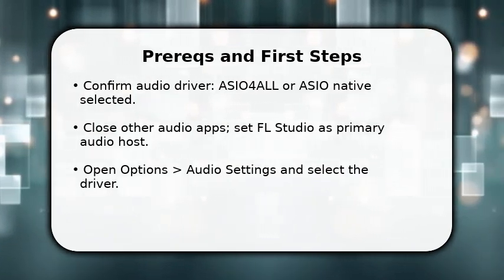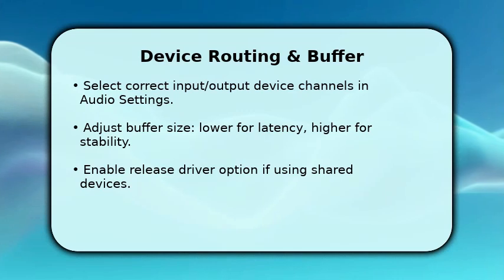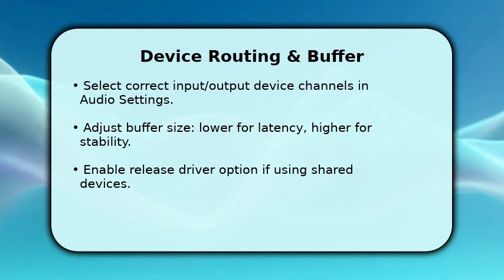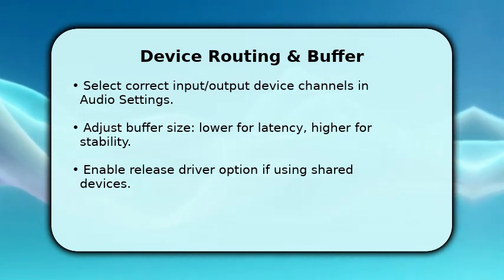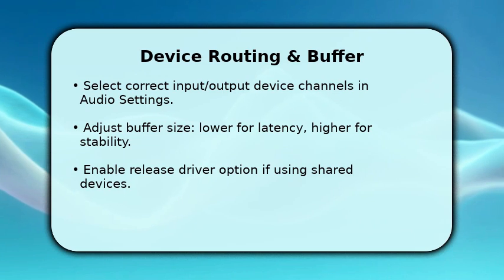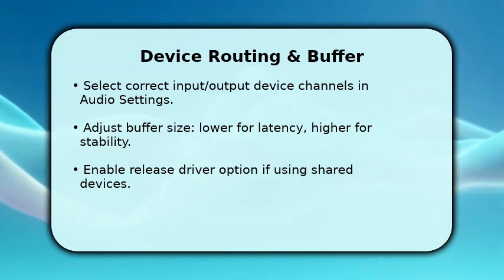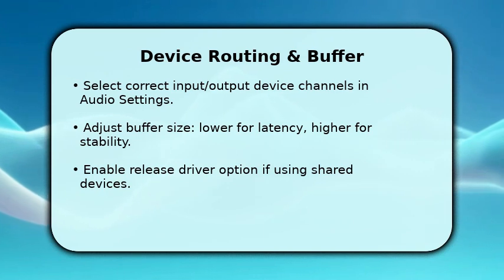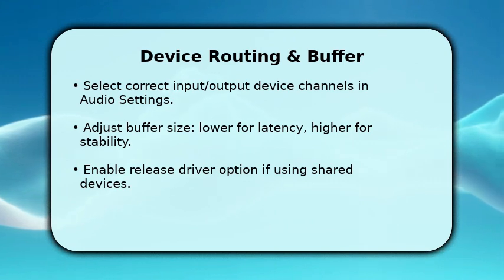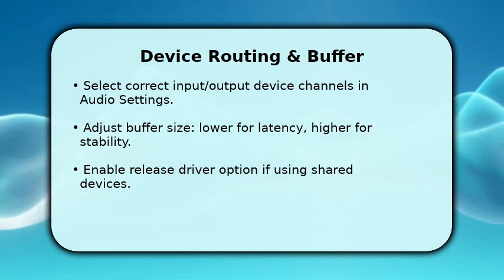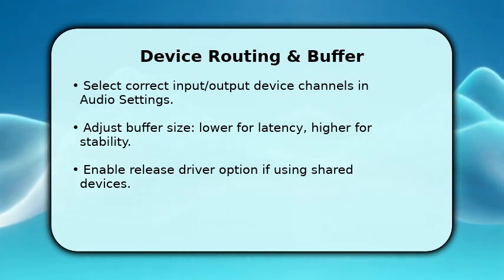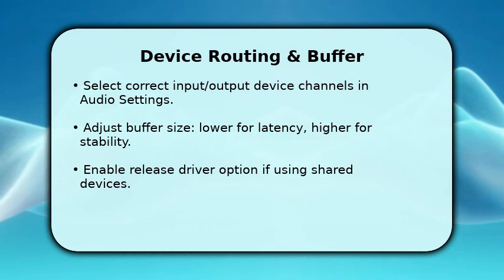Now you've set the foundation. Move to device. Next, you route sound and stabilize performance. In audio settings, pick the exact output device and, if using an interface, the specific output pair. Then adjust the buffer size. Smaller buffers reduce latency but can cause dropouts. Increase it if you hear no sound or crackles. If your driver supports release driver in background, toggle it when you need other apps, otherwise leave it off for exclusive control. Once done, test audio with FL's generator or a loaded project to confirm signal flow.